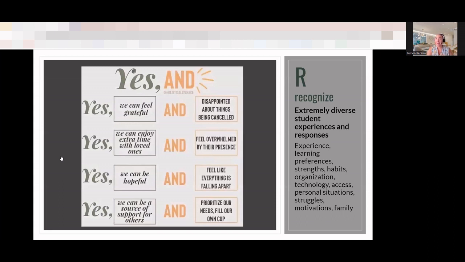Sometimes for our students, we want to help them see that it's not all or nothing. They can hold both feelings. They can feel grateful, but they also feel disappointed if things don't go their way. They can feel happy about that extra time they spent with family, but they can also feel overwhelmed by having been at home during times when they needed to be at home. They can feel hopeful, but they can also feel like at times not everything's going to go perfectly, so it may feel like things are falling apart. And we can be a source of support for others, but we can also prioritize our own needs, and how do we make sure that we're filling our own cup up before we start filling up everyone else's.